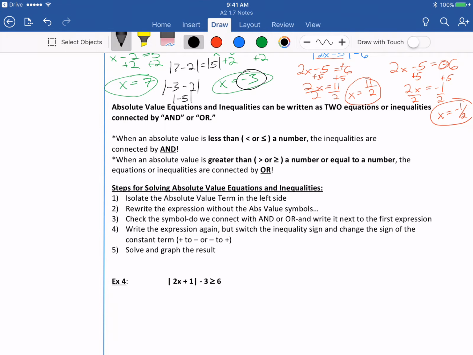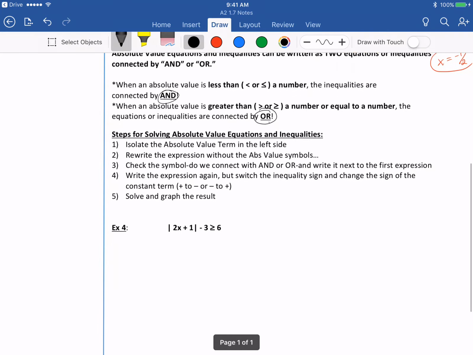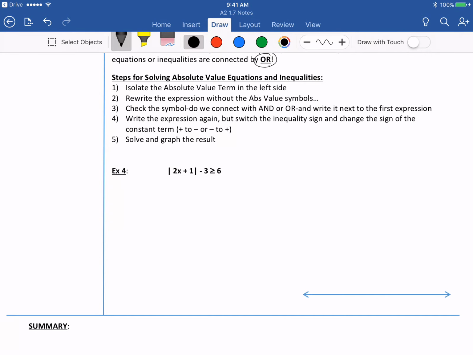Now let's look at some absolute value inequalities. Okay, so I have some things here about an "and" and an "or." You can memorize here that less than or equal to is going to be "and" and greater than or equal to is going to be "or." But really the math is going to figure that out for you.